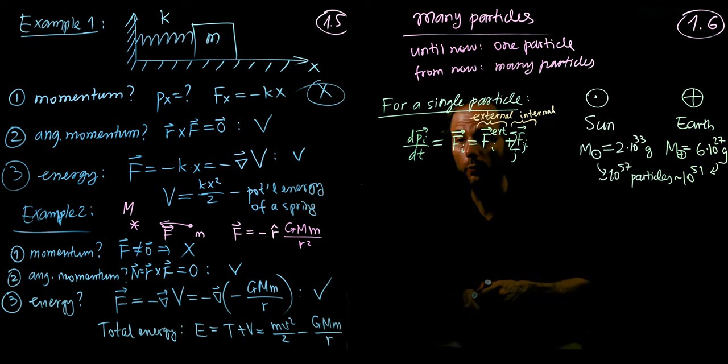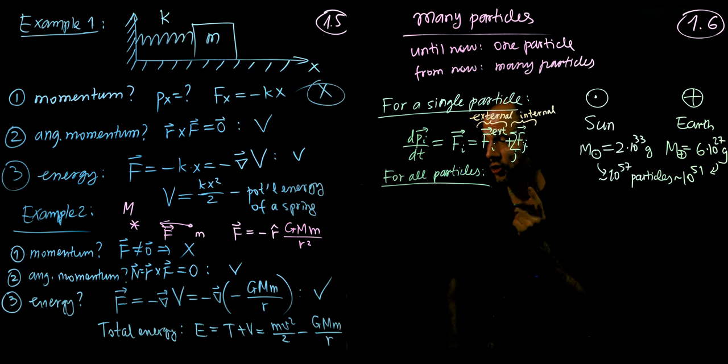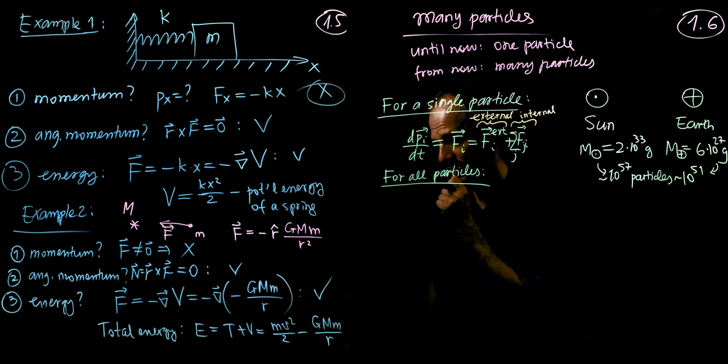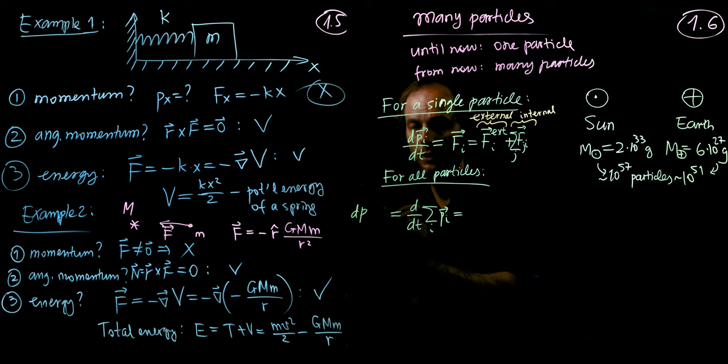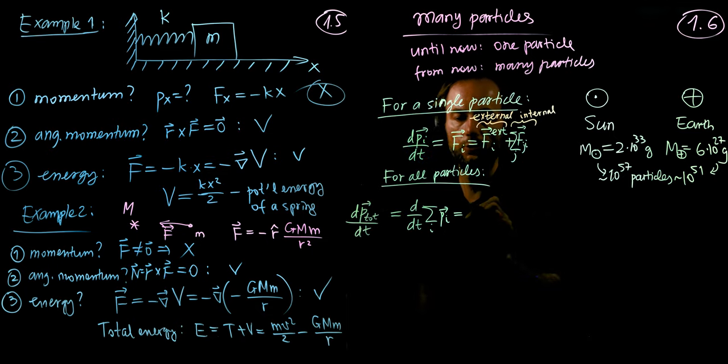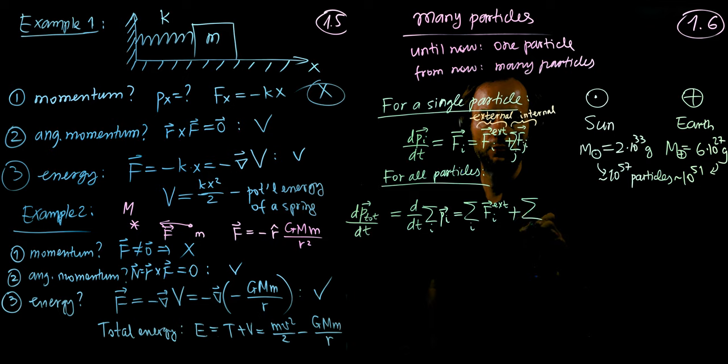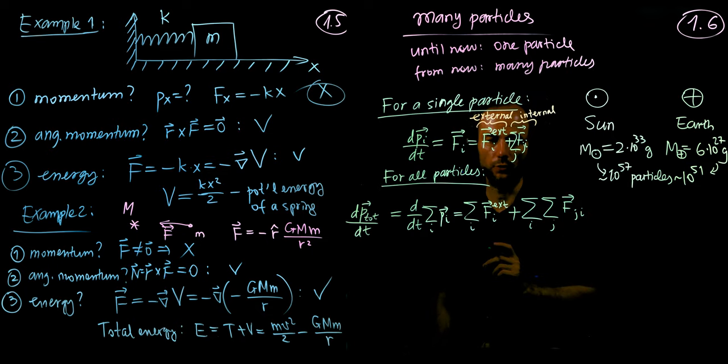So what will happen for all particles? Let's try and sum up. We're going to have d/dt of the sum. We can write the sum over here and take the sum under the derivative. The sum of all the momenta, so this will be dP total/dt, and this will be equal to the sum of all the forces, so it will be the sum of all of the external forces plus the sum over I of the sum over J of all of the internal forces.